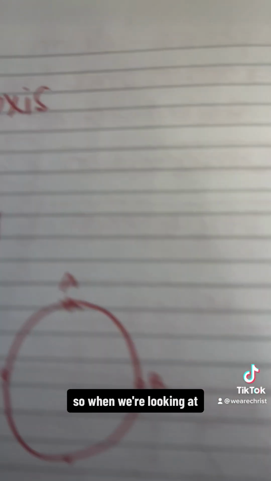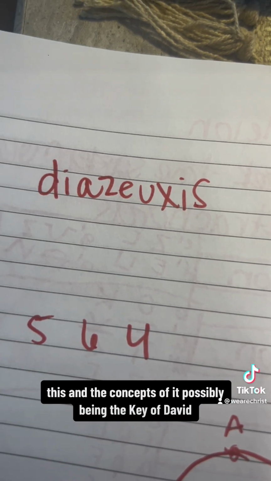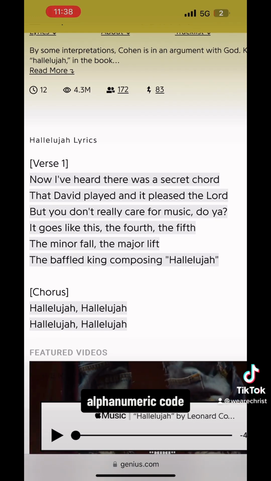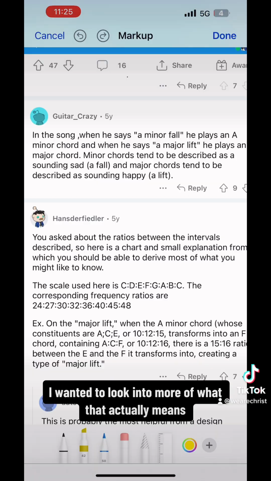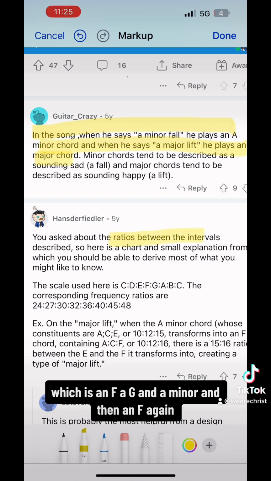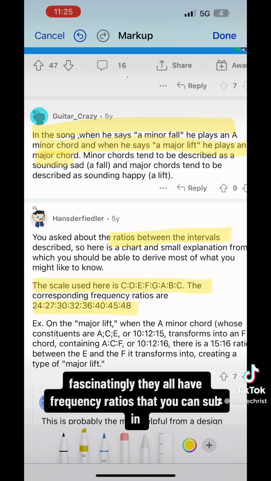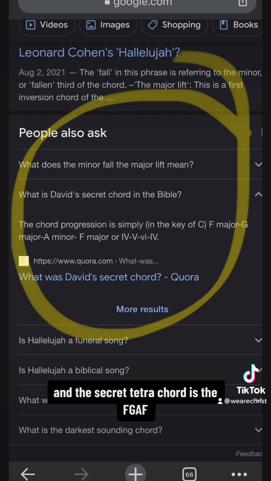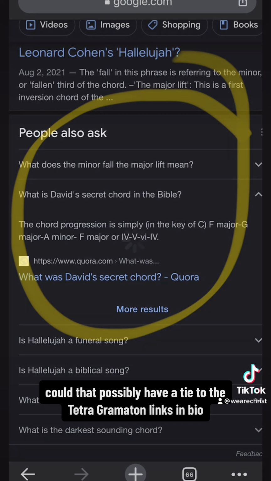So when we're looking at this in the context of it possibly being the key of David alphanumeric code, I wanted to look into more of what that actually means. The best of my research, it's a 4-5-6-4, which is an F, a G, an A minor, and then an F again. Fascinatingly, they all have frequency ratios that you can sub in, kind of like another alphanumeric system. And the secret tetrachord is the F, G, A, F. Could that possibly have a tie to the tetragrammaton?